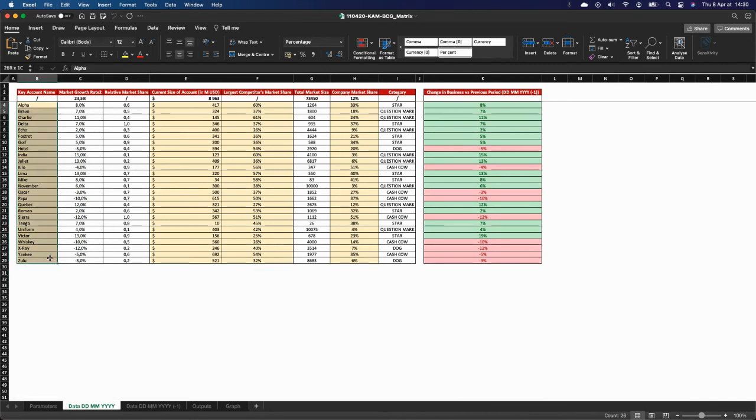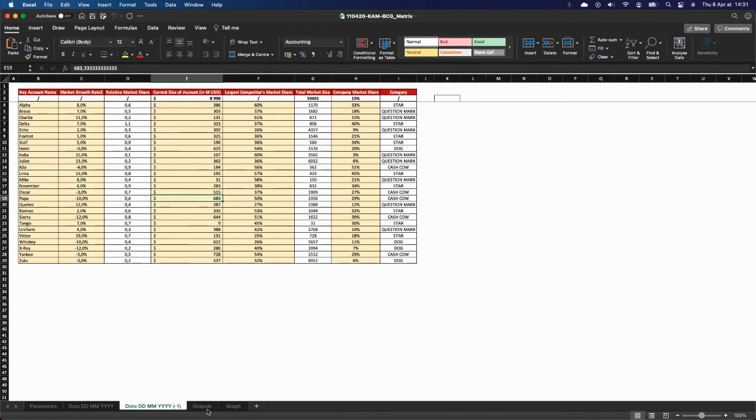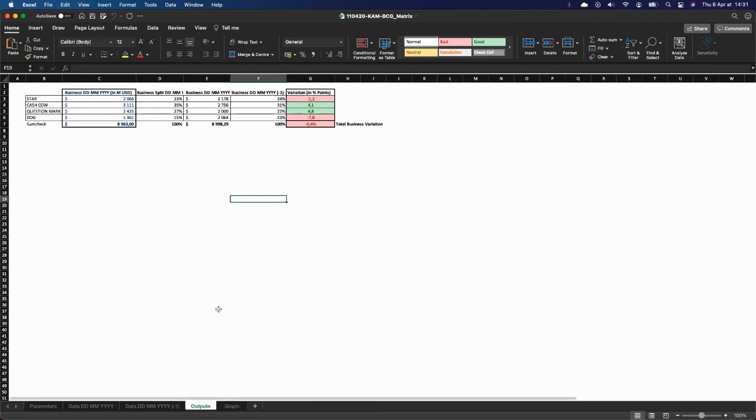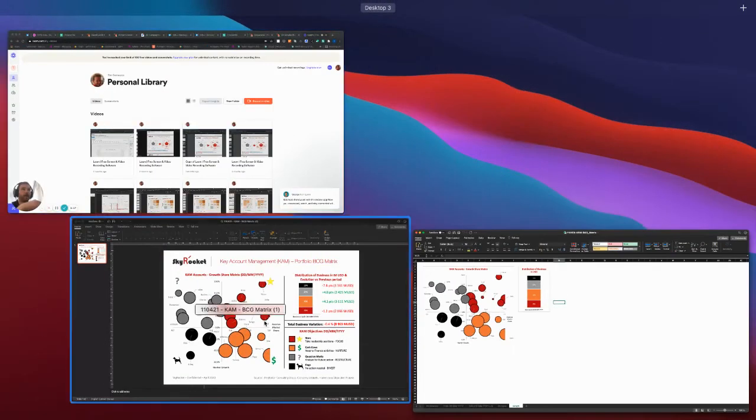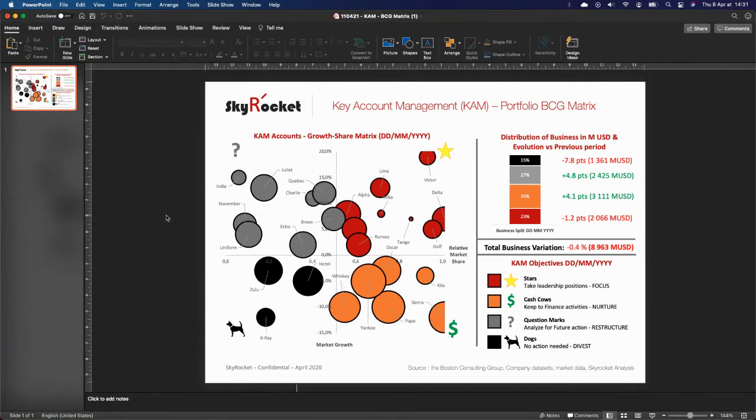What you have to input is in yellow: the names of your key accounts, the current size of the account, that's the size of the bubble, the largest competitor's market share for that key account, and your market share. That calculates basically the different data points that you need for the analysis, which are here. Do this for both years, for both periods, and you have the outputs here, which are then used for this graph, and then you have them here, and voila, you'll be all set.